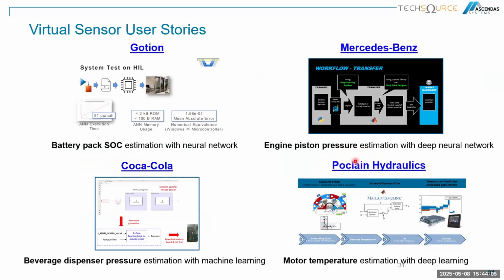Mercedes uses a deep neural network to estimate the engine piston pressures. And Coca-Cola creates a beverage dispenser pressure estimate using machine learning. And Cochrane Hydraulics estimates the motor temperatures using virtual sensors, estimating the motor temperature by deep learning.